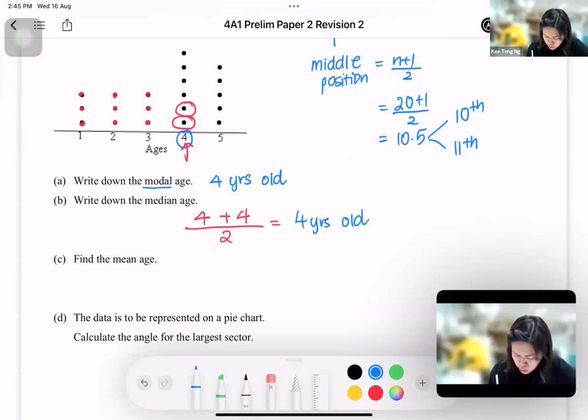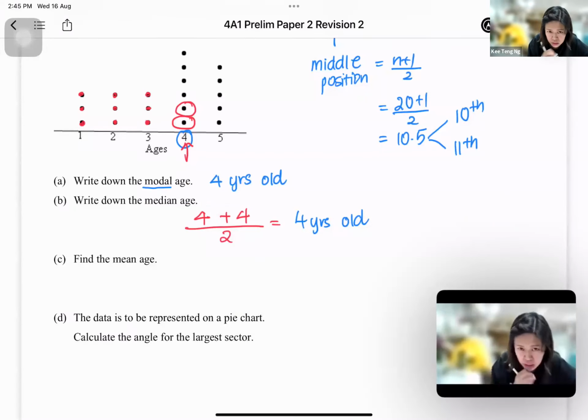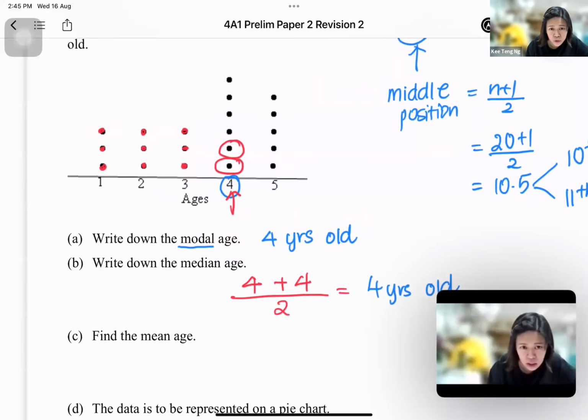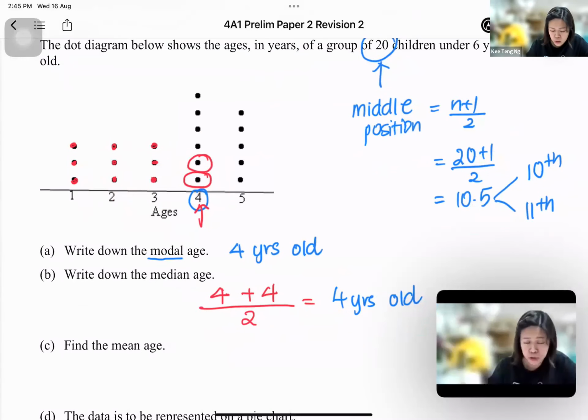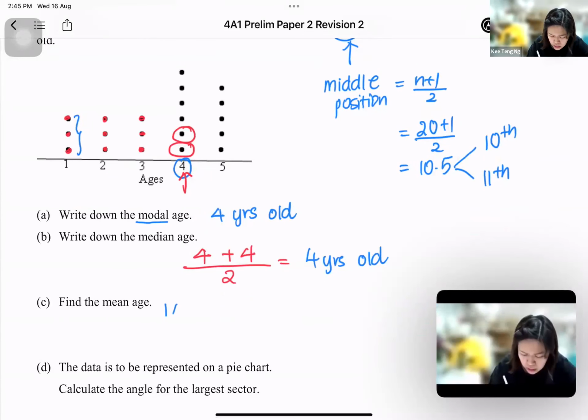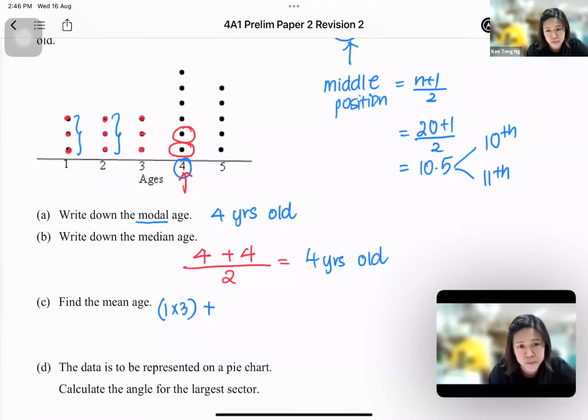Now, next question, how do we find the mean? This question can be quite difficult. We need to find the total age, the mean age of all the children, right? So how many children are 1 year old? 3 of them. So I want to add up the total. Instead of writing 1 plus 1 plus 1, I'll take 1 times 3. Plus, what's the next one? How many of them are 2 years old? 3 of them, right? So it's 2 times 3.